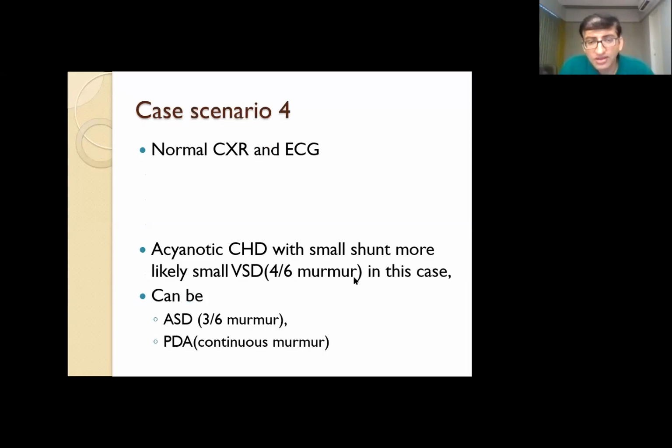If instead of a grade 4 murmur it had been a grade 3 murmur, then it would more likely have been ASD, and a continuous murmur would have been PDA. So when you have a normal chest X-ray and ECG and you have a murmur, it means there is acyanotic heart disease with a very small shunt, not amenable to cause significant volume overload and no cardiomegaly.